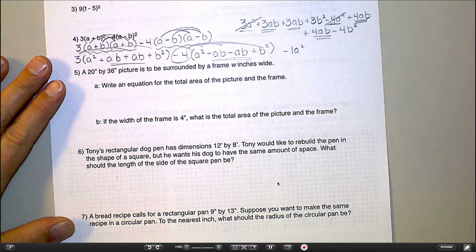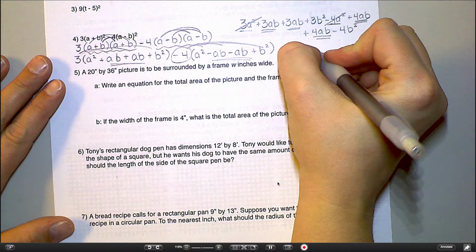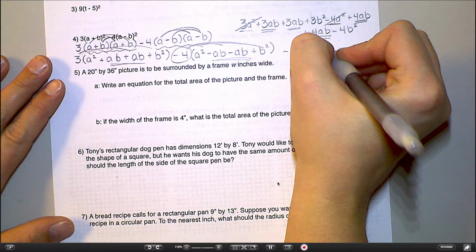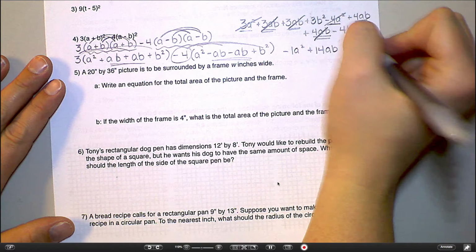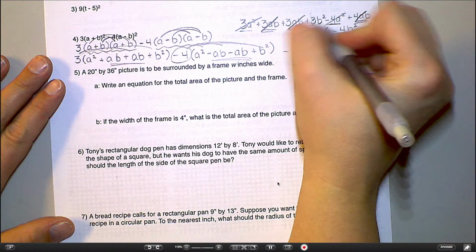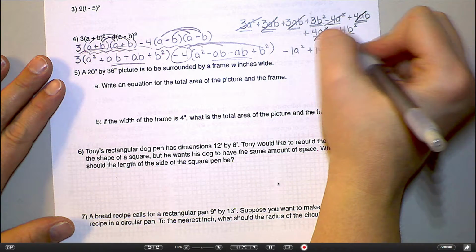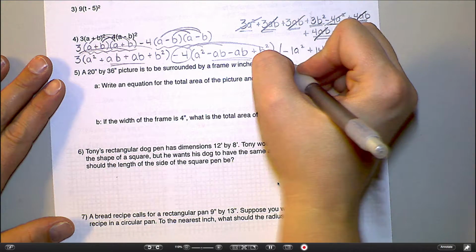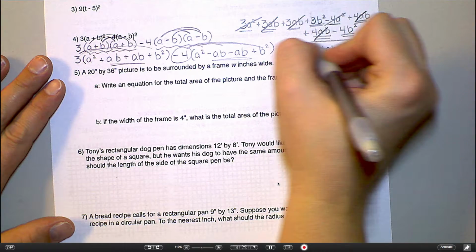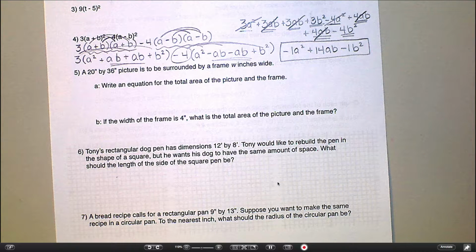3, 3, 4, 4. Okay, so that's 14ab. And then 3b squared minus 4b squared would give me negative 1b squared. And this would come out to be my final answer. So this is kind of just checking to see if you know how to simplify.